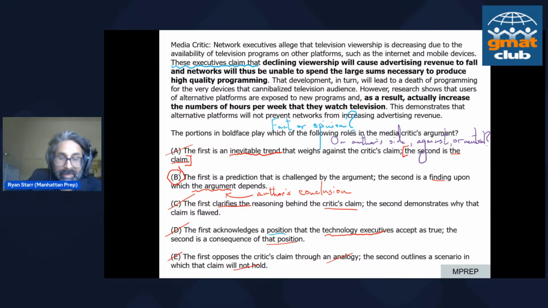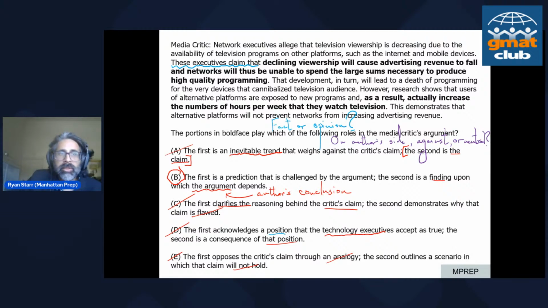Yeah, and the second is actually supporting that claim, the critic's claim. So flawed is also totally off. If you read critics as executives, C starts becoming a very tempting answer. But, of course, that's not what it says, and that's a huge part of the reason it's wrong. Well done. Good analysis on C, y'all.